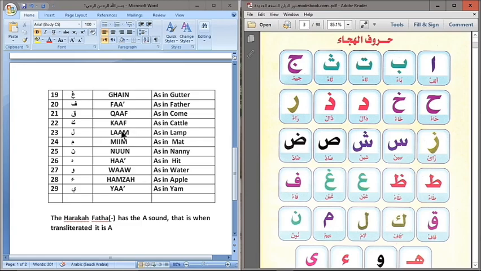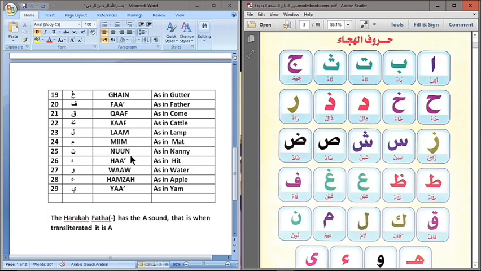The 23rd one, which is this, is called lamb, the L sound, as in lamp. The 24th one, which is this, is called meme, the M sound, as in mat. The 25th one, which is this, is called noon, as in nanny.